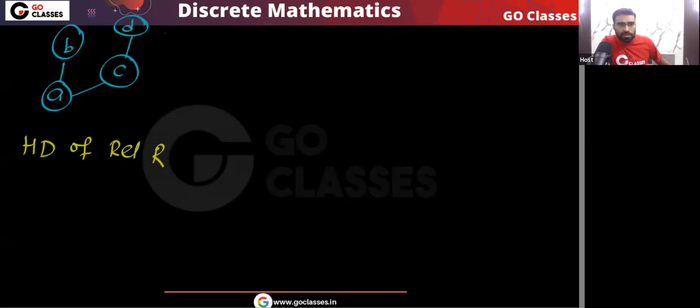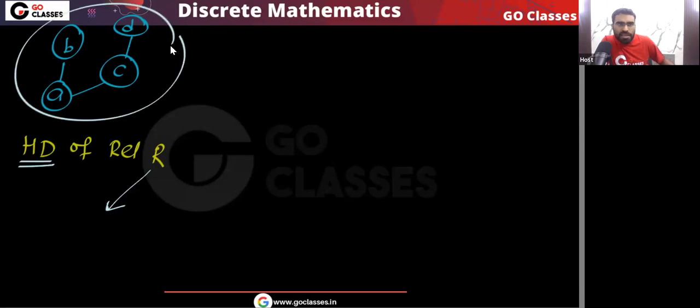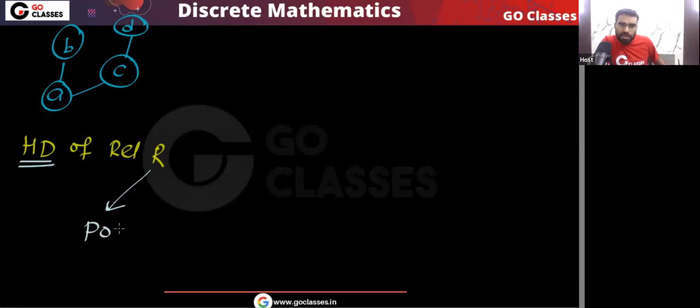Okay, now tell me one thing. If I'm telling you this is a hash diagram, does it mean this relation is a partial order relation? I'm telling you this is a hash diagram, so this relation will be a partial order relation, because we create the hash diagram only for partial order relation. So this is a partial order relation.